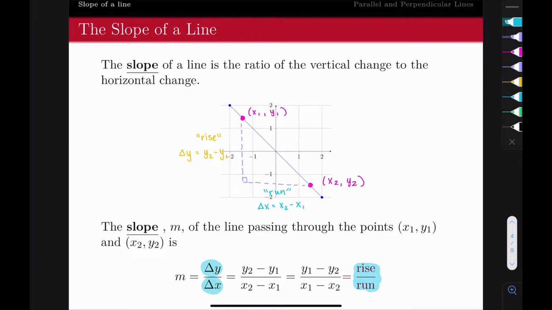Either way, the main thing you want to notice is that the same point goes first in both of these equations. It makes no difference which point you put first as long as you're consistent. So I don't want to be putting the y value from one point first, and then the x value from the other point first in the bottom. You just want to stay consistent.